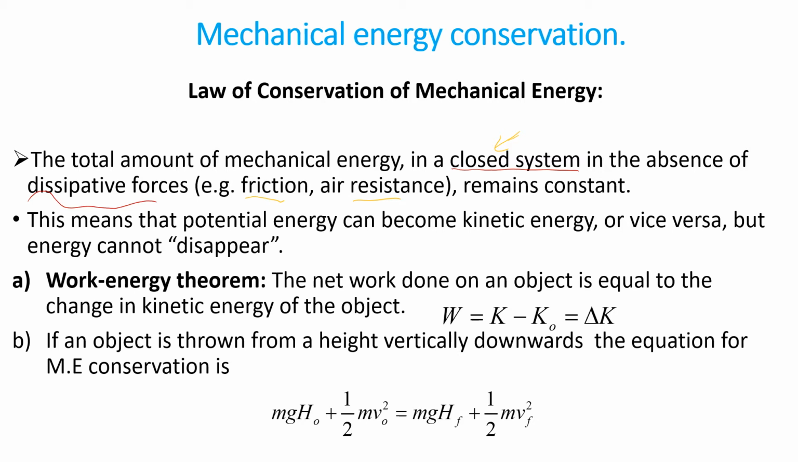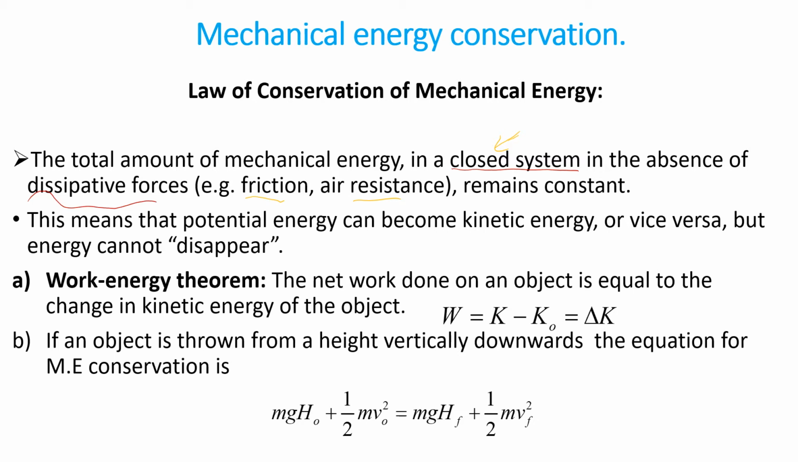So this also means that kinetic energy can become potential energy, or potential energy becomes kinetic energy. I give an example. If you drop a stone from a height, before you drop it, it is stationary, therefore it has only potential energy. But when you drop it, it starts to gain velocity, therefore it gains kinetic energy.